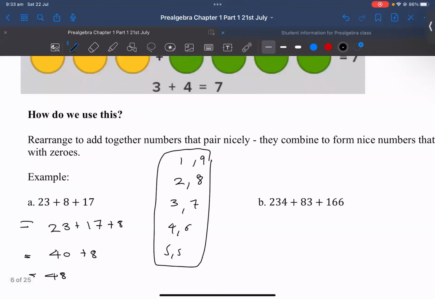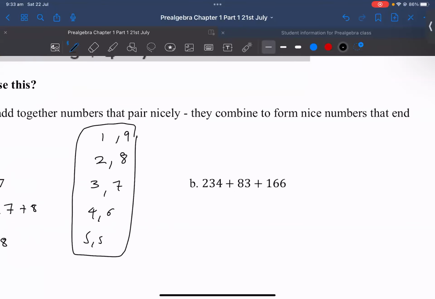So for example, here we see 234, 83, and 166. You can rearrange and get 234 plus 166 because they pair up nicely. Plus 83 ends up being 400 plus 83. So it's a little bit easier than just adding it directly.